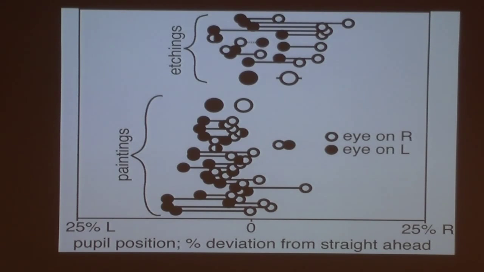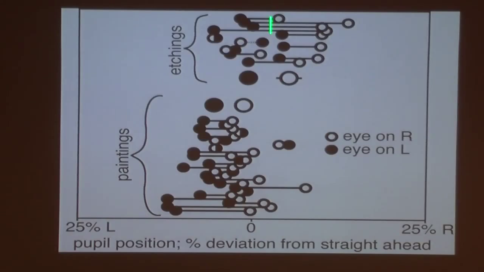So here's a take-home message for a scientist. If you can make a graph of something really unlikely, you can get it published. This is the only thing I have ever had published in the New England Journal of Medicine. In general, in the paintings, the eye on the right looked straight ahead. The eye on the left deviated outward. This is the one that's in Berlin. We think it's either a fake or he painted it from an etching. And in the etchings, it's the reverse.